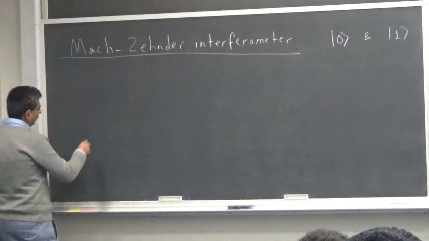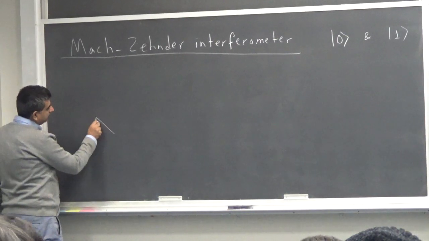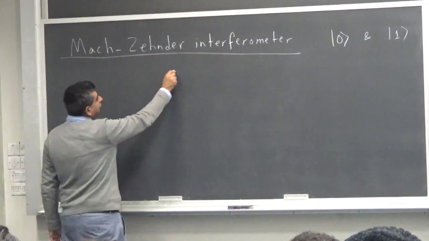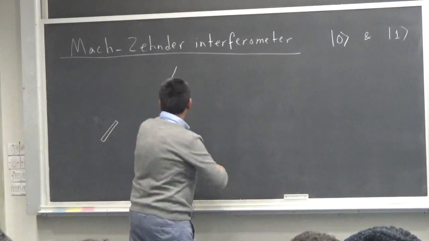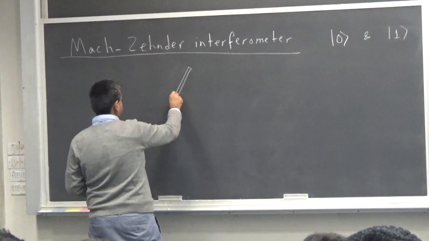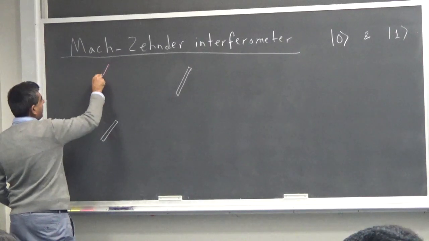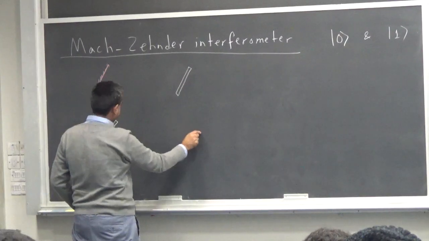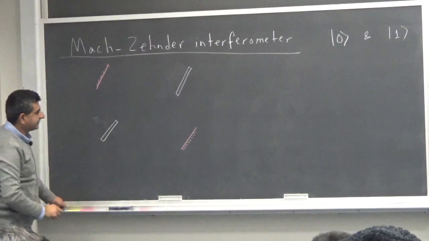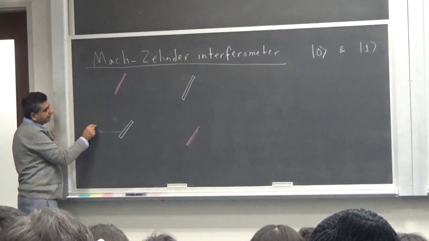So our scheme looked like the following. I had two 50-50 beam splitters. So I would like to draw this properly. Just give me a second. And I had two perfect mirrors. And a single photon comes in through this path. So this input path, let's call it ket 0.